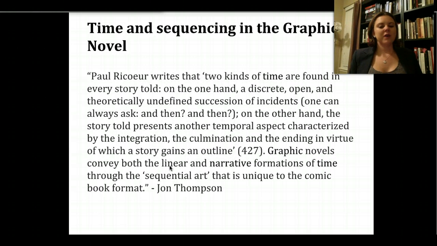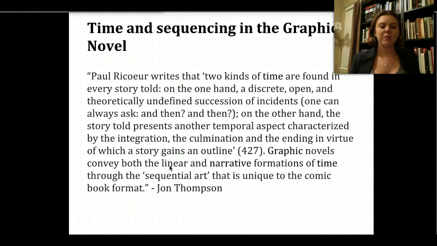So finally, John Thompson quotes Paul Ricoeur, the philosopher that I mentioned earlier, who writes that two kinds of time are found in every story told. On the one hand, a discrete, open, and theoretically undefined succession of events. One cannot always ask, and then, and then. On the other hand, the story told presents another temporal aspect characterized by the integration, the culmination, and the ending in virtue of which a story gains an outline.